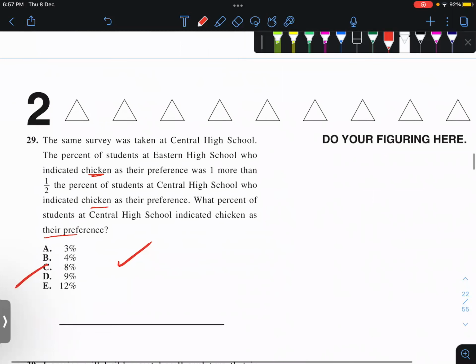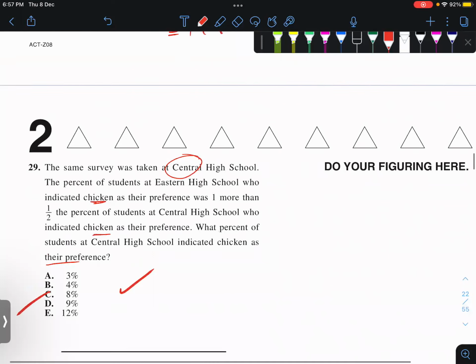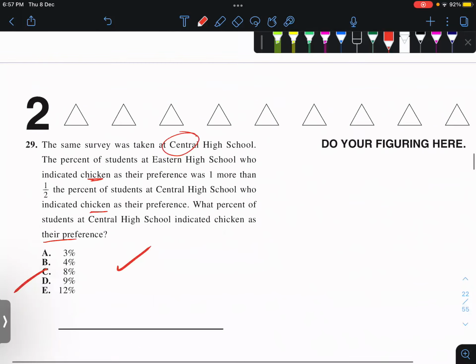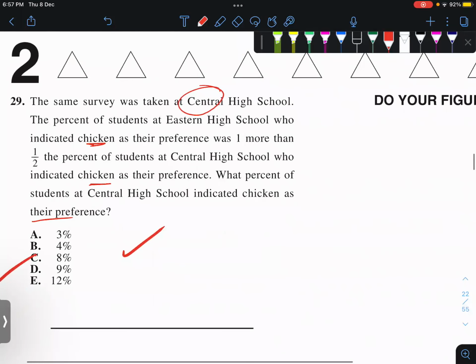The same survey was taken at this school, and the percent of students at Eastern who indicated chicken as their favorite food was one more than half of the percent of students at Central High School who indicated that. When Eastern is what? The chicken is 5, right? So when I say one more, what's the half of 5 here?